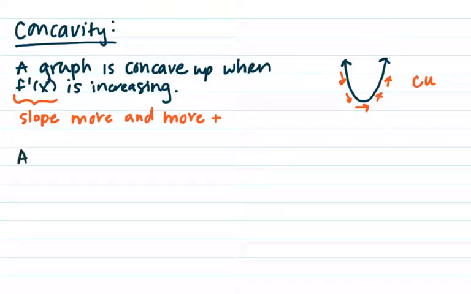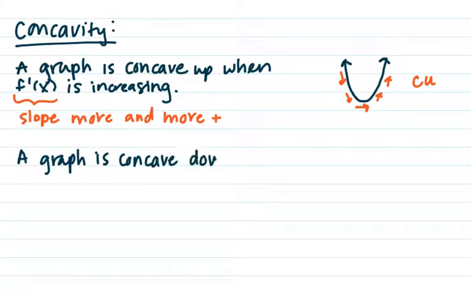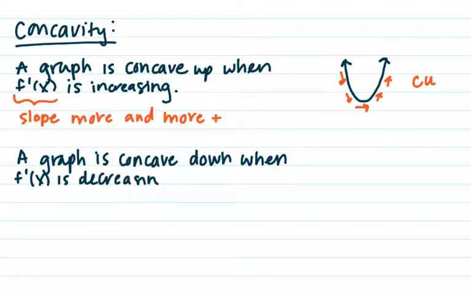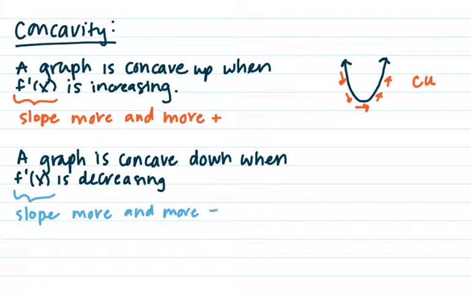And of course, the other one we're going to consider is when a graph is concave down, and that occurs when f prime of x is, of course, decreasing. Okay, so again, we're thinking the same thing. This time, we're still thinking of the first derivative as the slope of this graph. And if it's decreasing, then the slope is getting more and more negative.